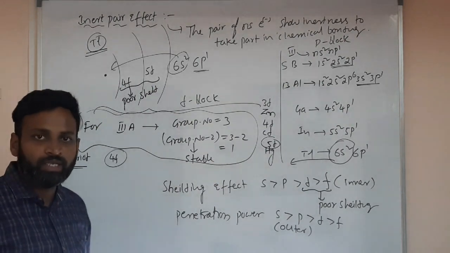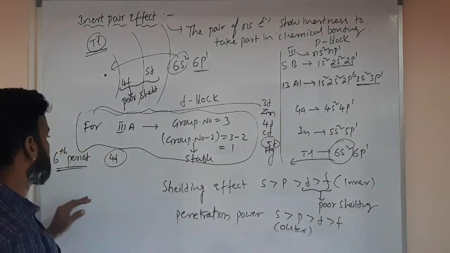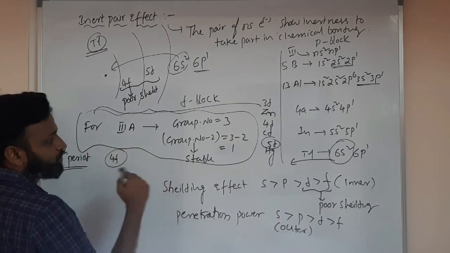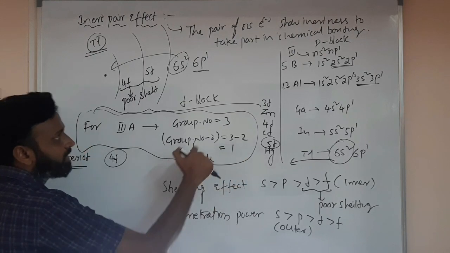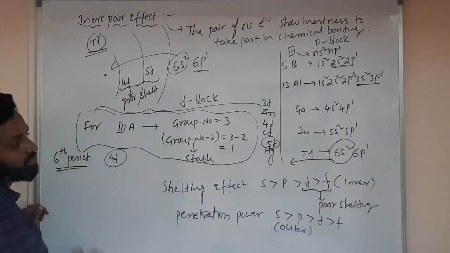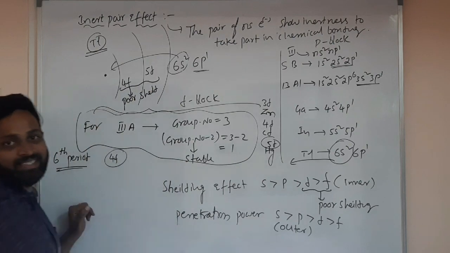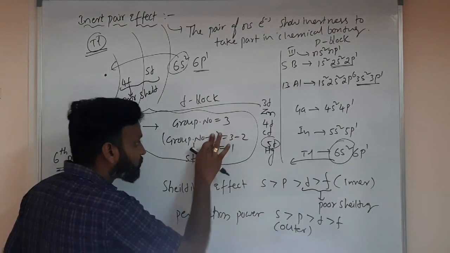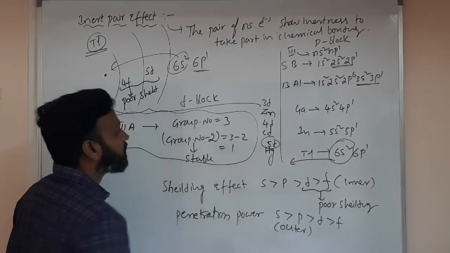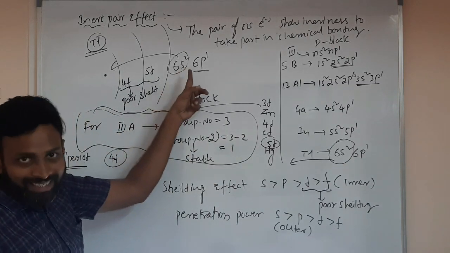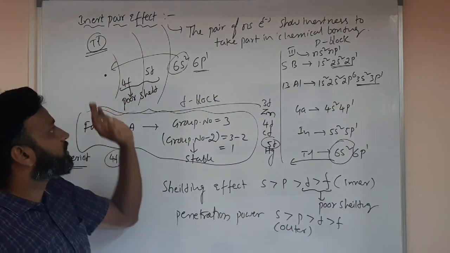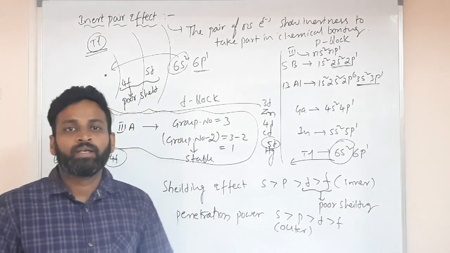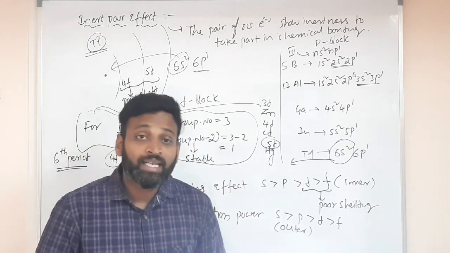Why is it more stable now? Tell me. Understood, everyone? So for the third group, group number minus 2 is more stable. Why did I take minus 2? Because two electrons are attracted towards the nucleus. Why did we take group number minus 2? Because the two outer s electrons are attracted towards the nucleus due to the inert pair effect. Got it, everyone?